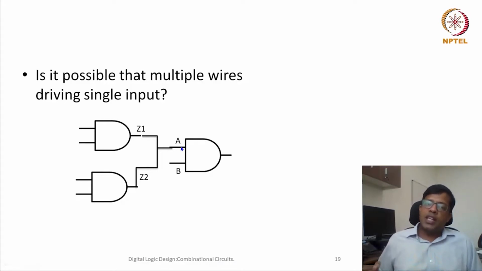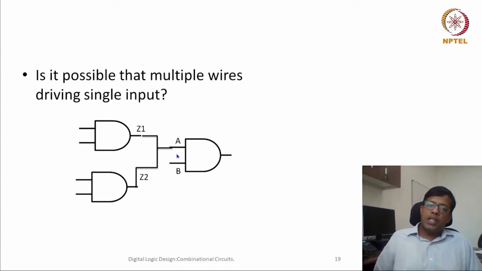Let's say Z1 is high, or Z1 is 1, and Z2 is also 1. In that case, what would A be? A will also be considered as 1. Similarly, if Z1 as well as Z2 are both 0, then A would be 0. But what would happen if one of them is 1? Z1 is 1 and Z2 is 0. What would A be here? It cannot be determined.